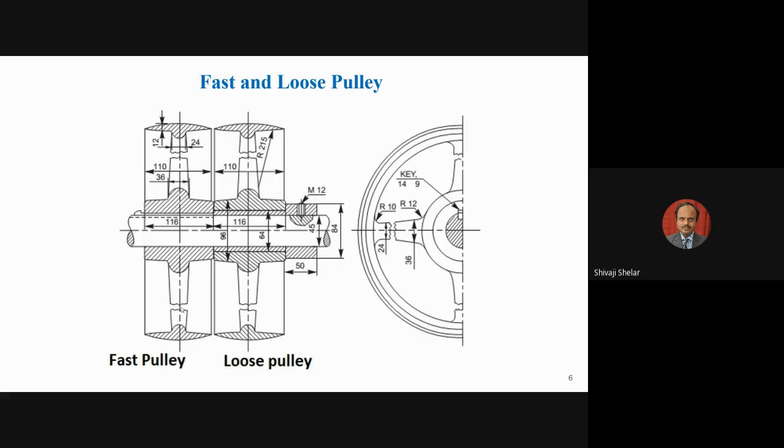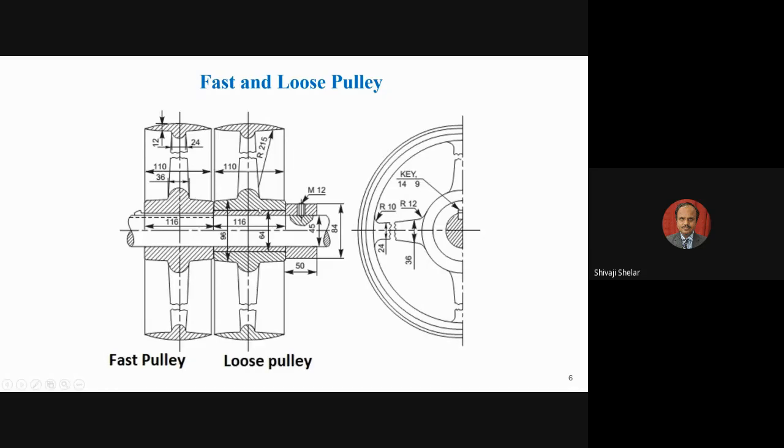If you see the arrangement of the fast pulley, this fast pulley is connected to the shaft with the help of a key. You can see this gib head key mounted here. So the hub of this pulley is connected to the shaft with the help of the key. So when you rotate this pulley, the shaft will rotate, or when the shaft is rotating, this pulley will also rotate.